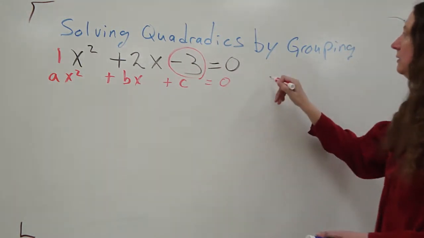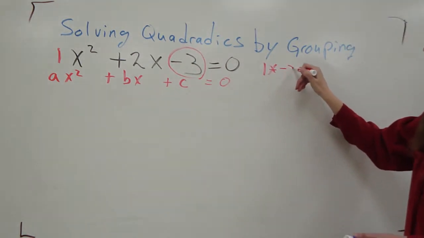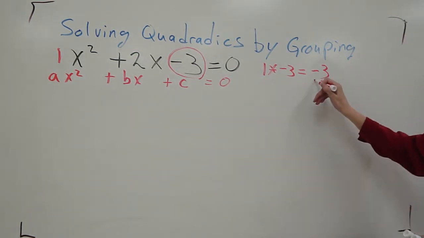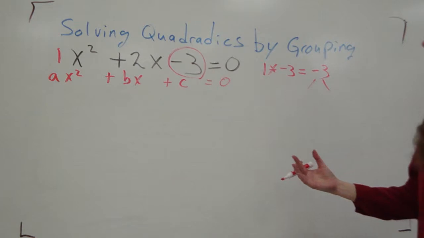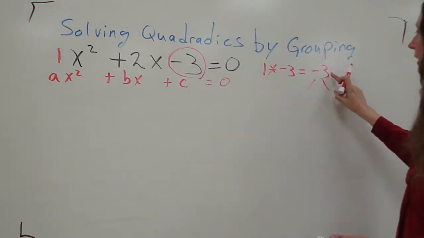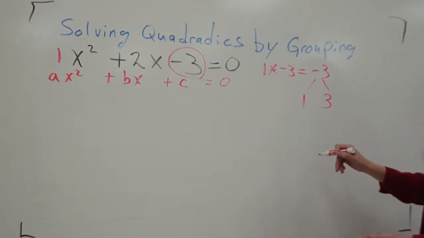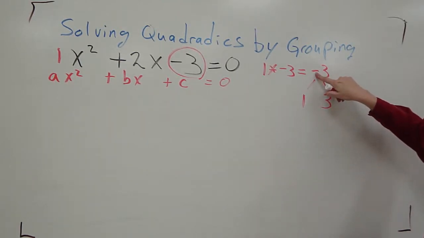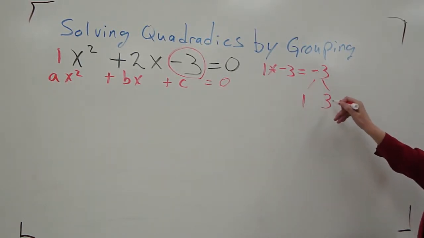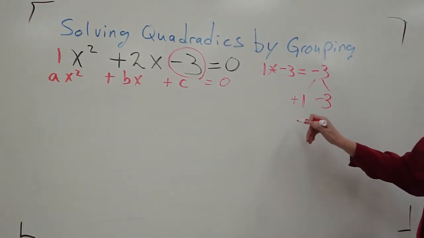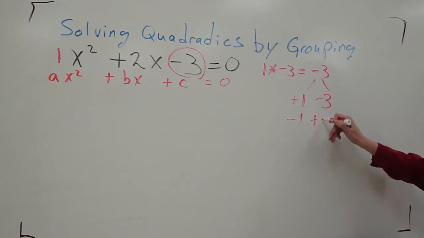negative 3, and I multiply them together. I factor that out. What two numbers can be multiplied to get negative 3? Well, obviously, it's only 1 and 3. But it has to be a negative. So one of them has to be positive and the other one negative. So if I have a positive 1, I need a negative 3. If I have a negative 1, I need a positive 3.